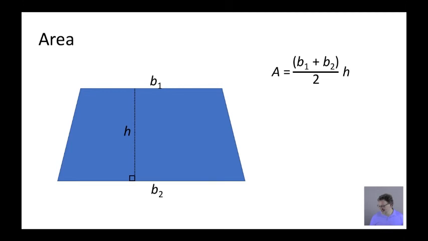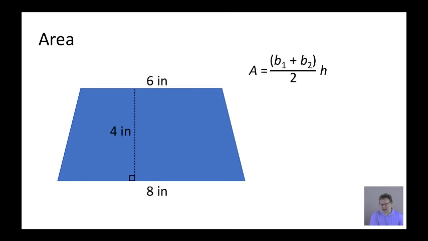It works. So if we have, for example, this trapezoid, which has a side on the top that is 6 inches, side on the bottom is 8 inches, it has a height of 4 inches, we can calculate the average of those 2 bases, 6 inches and 8 inches, by plugging it into the formula here. 6 plus 8 is 14. So we've added those together. Now we divide by 2. 14 divided by 2 is 7 inches. 7 inches is the average of those 2 bases there.